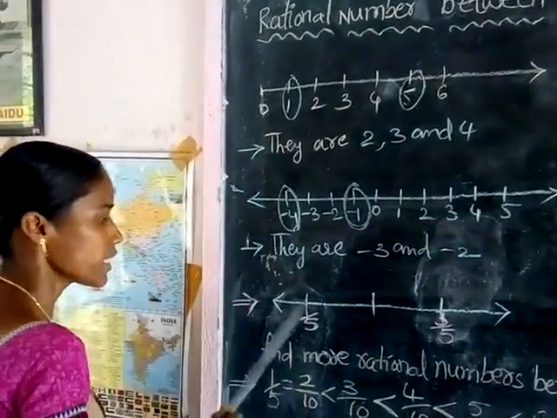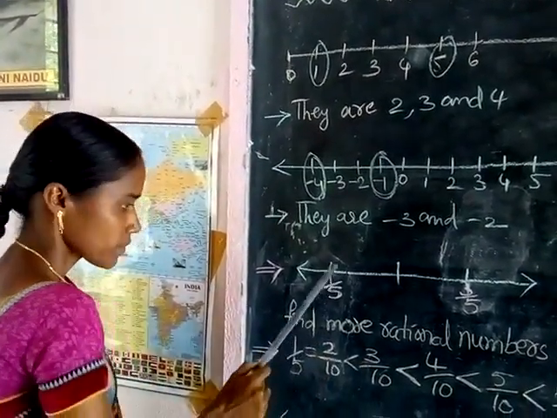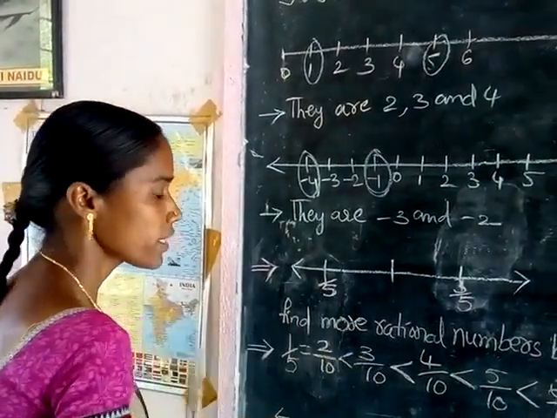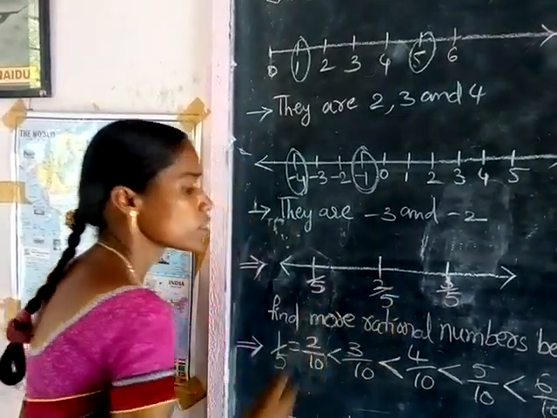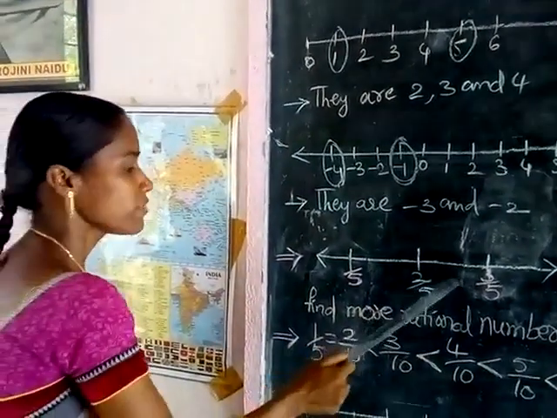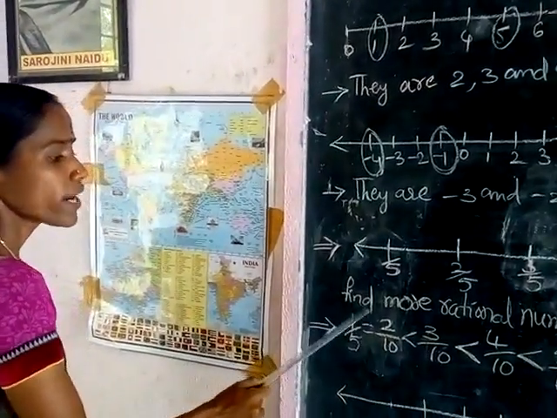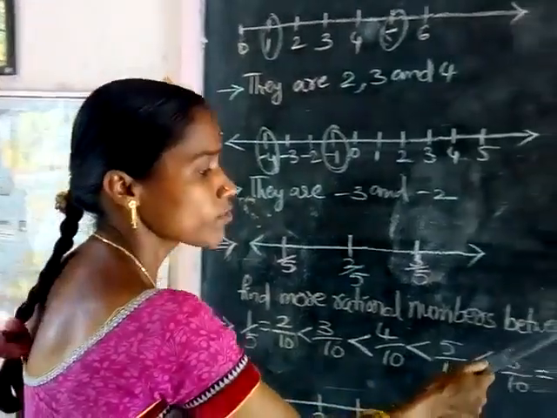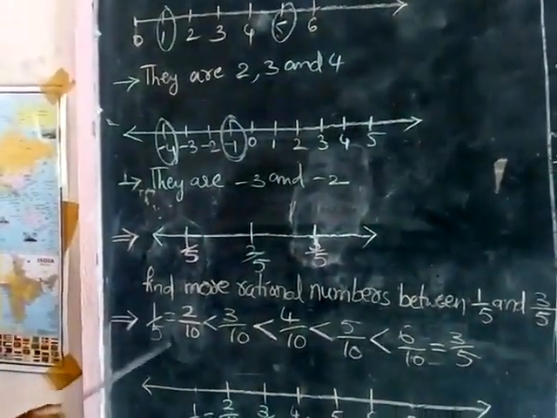So in the same way, can you say how many rational numbers there are between 1/5 and 3/5? Yes, we have only one rational number, that is 2/5, between 1/5 and 3/5. Are there more rational numbers between 1/5 and 3/5? Yes, it's possible. Let's see.